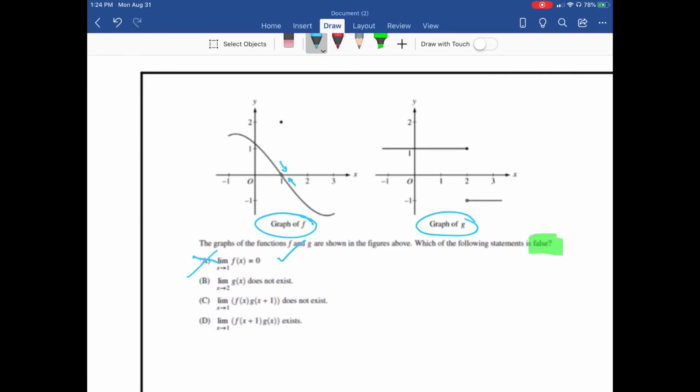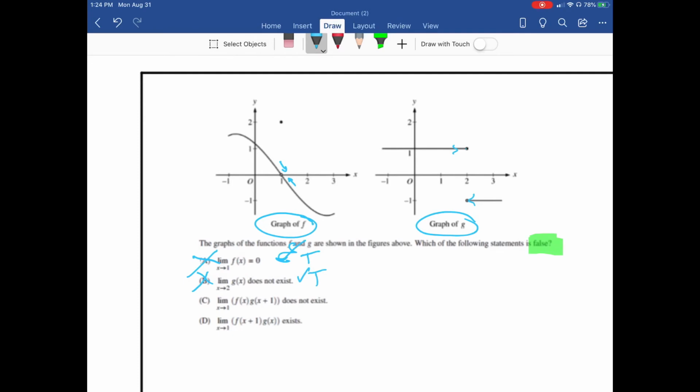The limit as x approaches 2 of g, so now I'm looking at my g graph, does not exist. That is correct, because if we're looking as we're approaching 2 from the left, our y values are approaching 1. As I'm approaching 2 from the right, our y values are approaching -1. This is true, so we nix this. All right, now we've got these two functions, C and D, that we need to entertain.